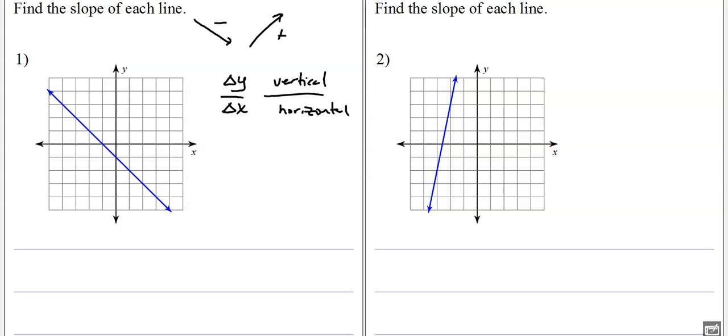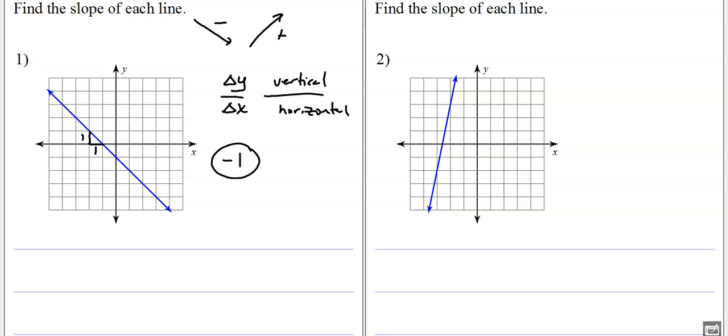So looking at this first one, I want to find a good crossing point. There's several of them here, aka lattice points. Looks like we're dropping one and running over one. And it's coming down. So this has a slope of -1.